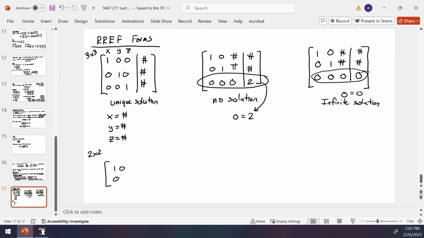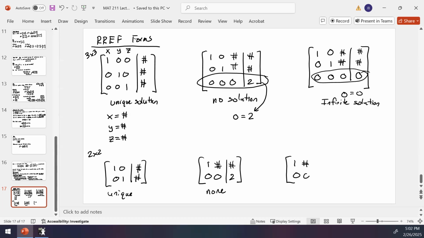It's either going to be 1, 0, 0, 1, some numbers. So that's unique. It's going to be 1, some number, maybe. It could be 0. 0, 0, and then some number here that's not 0. That's none. I'll just put the number 2 to make it obvious. And then for this one, it's going to be 1, some number, 0, 0, 0, some number. So we're going to have to learn how to deal with these three different cases: unique solution, no solution, infinite solution.